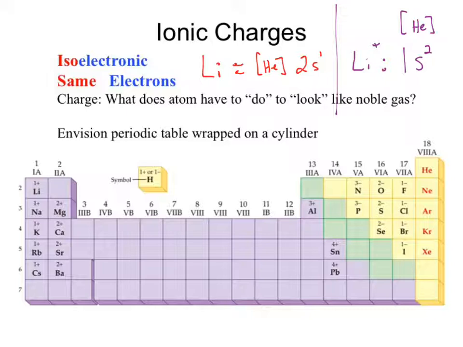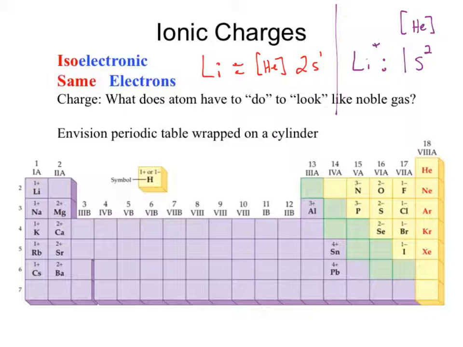Could it have done something else? Is there another noble gas it could have looked like? Could have looked like neon. To do that, what would lithium have to do? It has to gain 7 electrons. Well, which is easier, losing 1 or gaining 7? Losing 1. So what ends up happening? Our lithium will give up 1 electron as opposed to gaining 7 electrons, because it's a lot easier to give up that 1 than to steal 7.